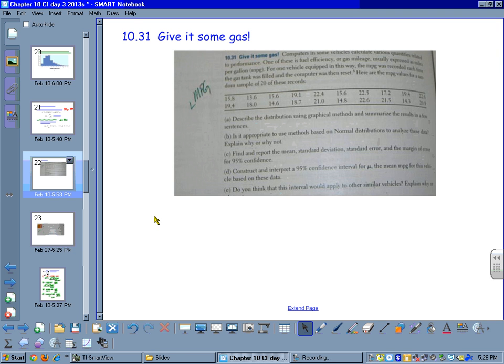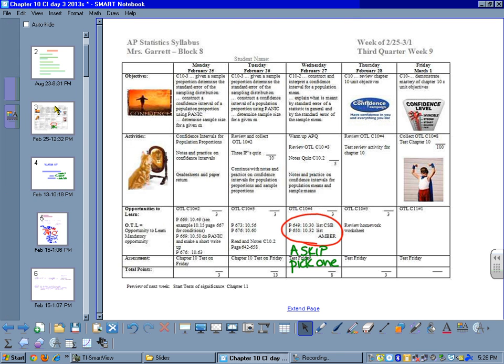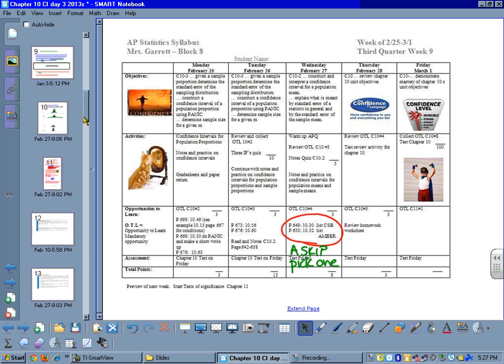You can see the problem 10.31 out of your book. I don't remember what page it is, but it's very close to where your homework is. And your homework is on page 649. So I believe that this is on page 649 or 650.